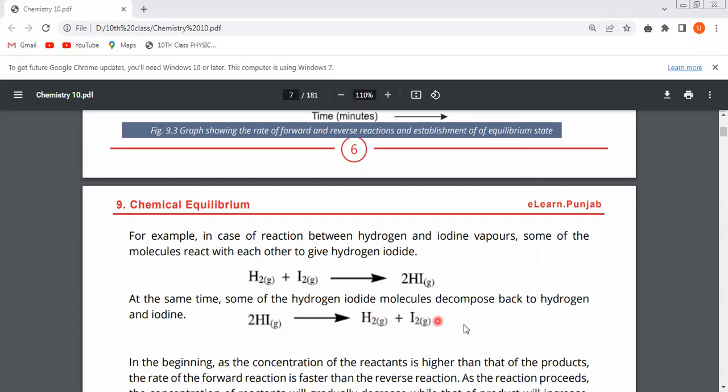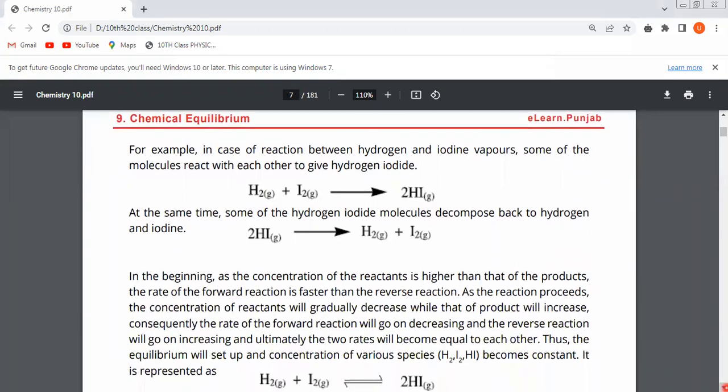Hydrogen iodide molecules decompose back into hydrogen and iodine, HI to H2 plus I2. In the beginning, as the concentration of reactant is higher than that of product, the rate of forward reaction is higher than the rate of reverse reaction. As the reaction proceeds, the concentration of reactant will gradually decrease while that of product will increase.